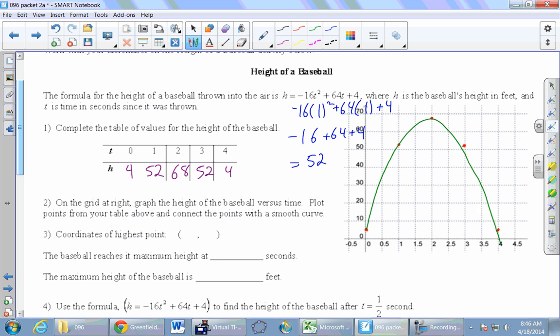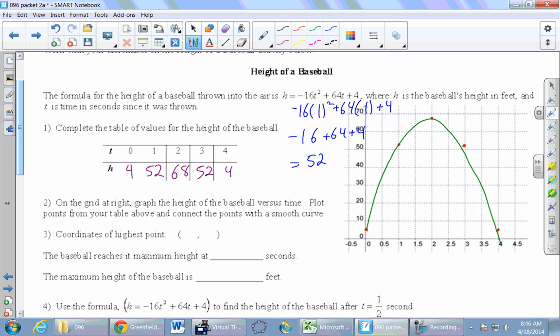Are we surprised it opens downward? What in that equation says that we knew it was going to open down? Negative for a, right? Negative 16 says definitely opens down. Great. Number 3 says write in the coordinates of the highest point.